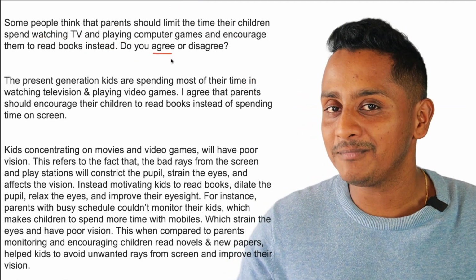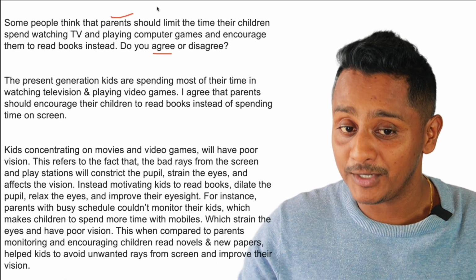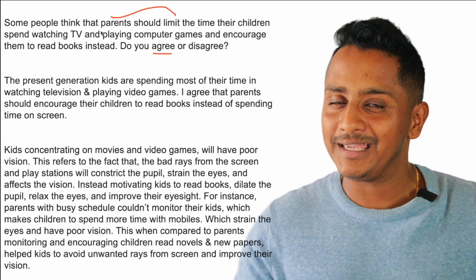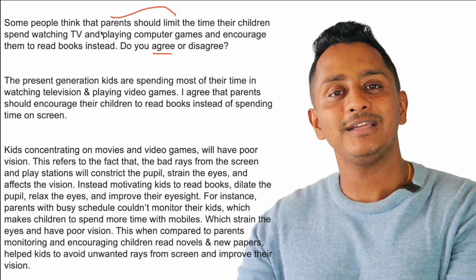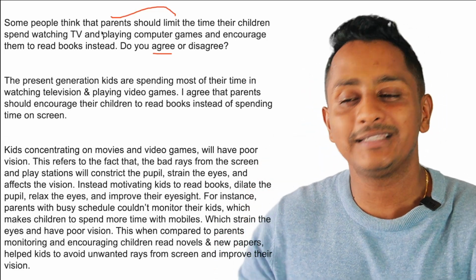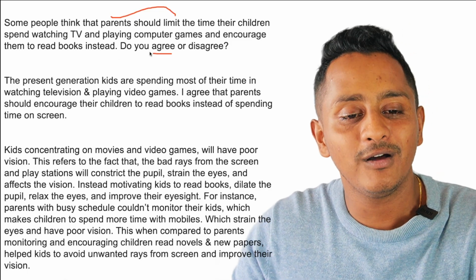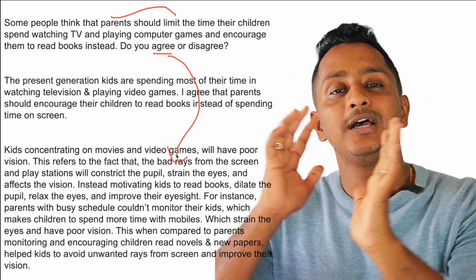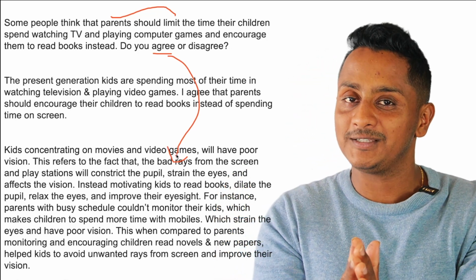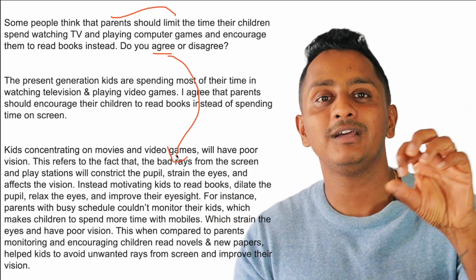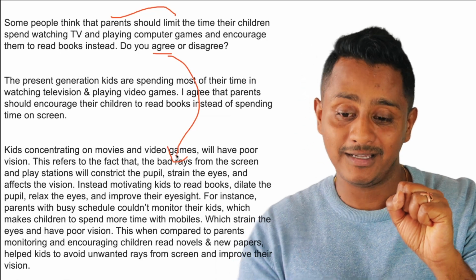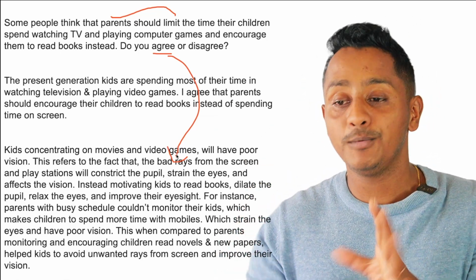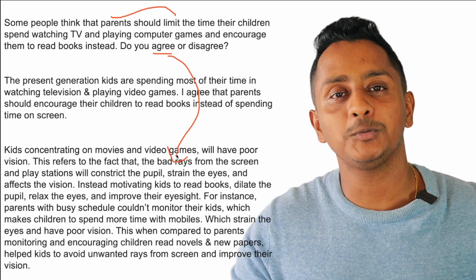If you agree, that means you believe that parents should limit the time the children spend on watching TV and playing games, and instead parents should encourage the children to read books. This entire thing you're agreeing on. That means the second paragraph also you should agree on. This means both the things you should write. Third paragraph also both the things, meaning in the beginning you will write these are the problems if they don't limit, and if they instead focus on reading books, these are the advantages. In both the paragraphs, comparison, both have to be there.